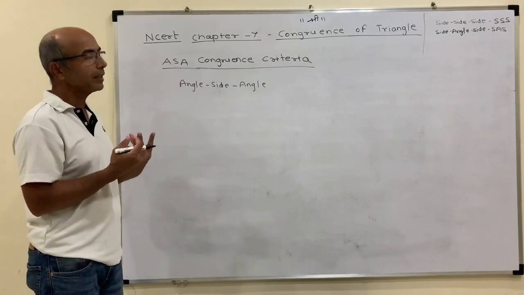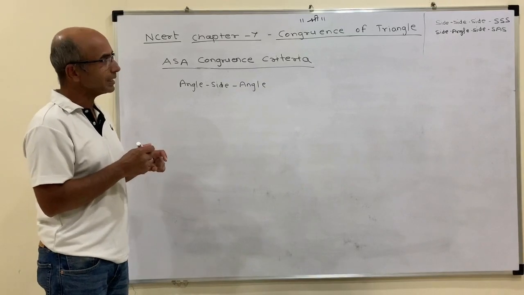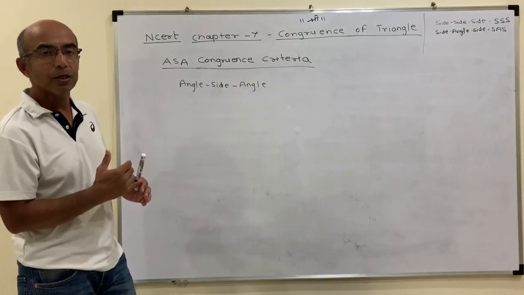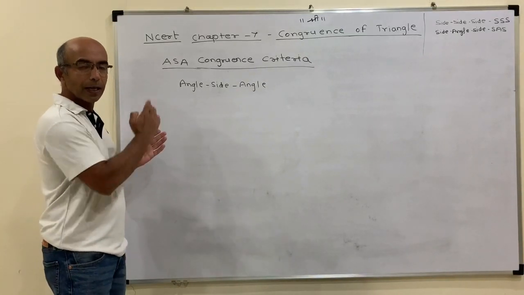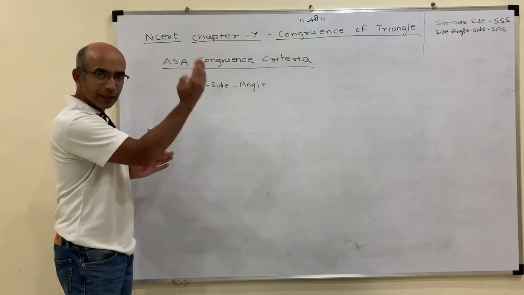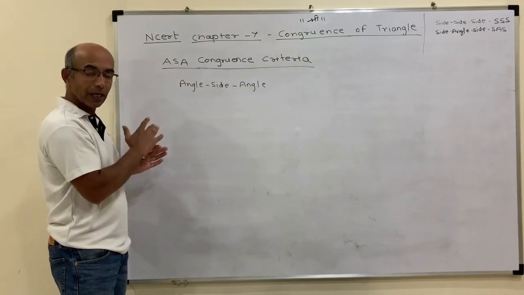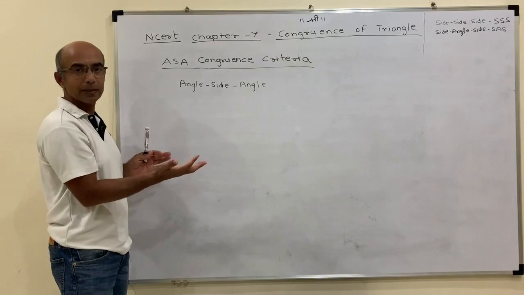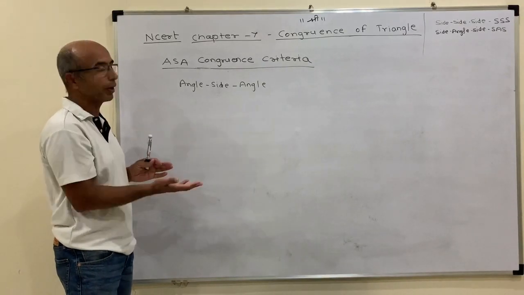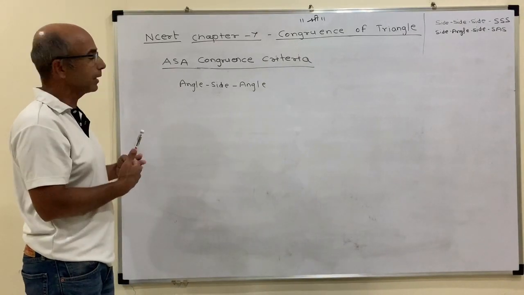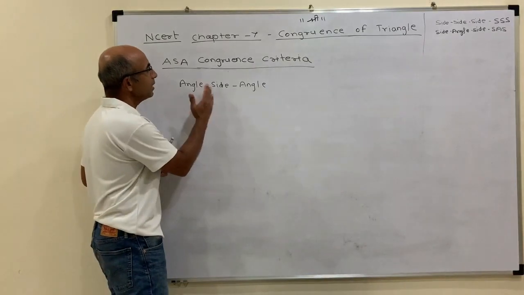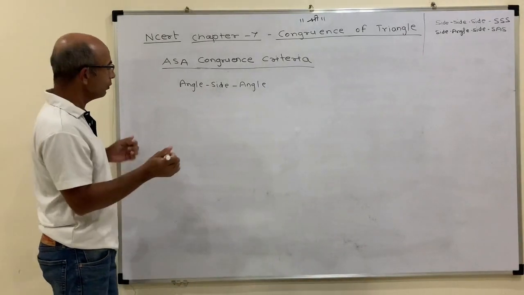The second criteria we studied before is side-angle-side. So if one side, the intermediate angle, and the next side match, then we can say the two triangles are congruent. Now this is the third criteria, where we say angle-side-angle. Now how will this work?